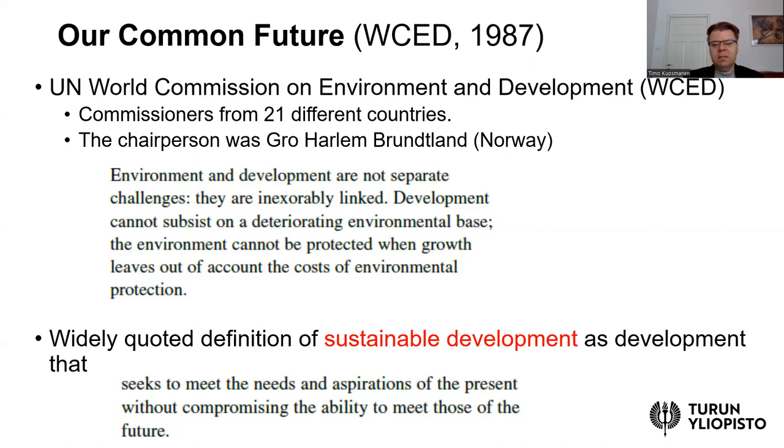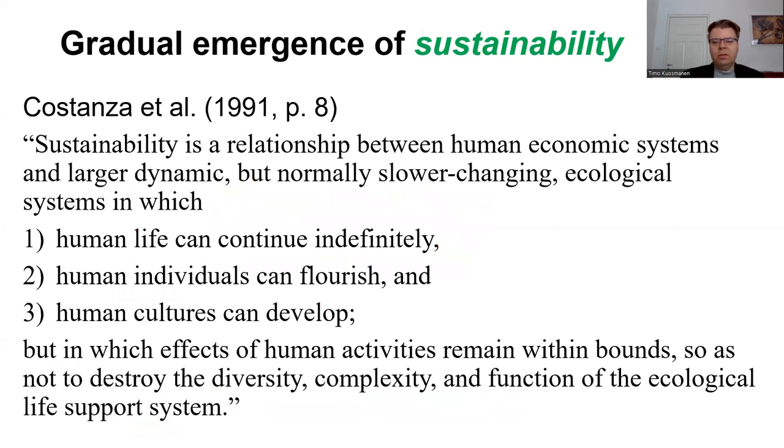Of course, it's still at a relatively conceptual level, and it's difficult to say exactly what sustainable development is. It leaves quite a lot of room for interpretation. So therefore, there have been more detailed definitions in the literature, and for example, in the ecological literature, the paper by Robert Costanza et al. in the early 90s gives a much more detailed definition. So they write that sustainability is the relationship between human economic systems and larger dynamic but slower changing ecological systems. And they have three conditions for sustainability: that human life can continue indefinitely, human individuals can flourish, and human cultures can develop.